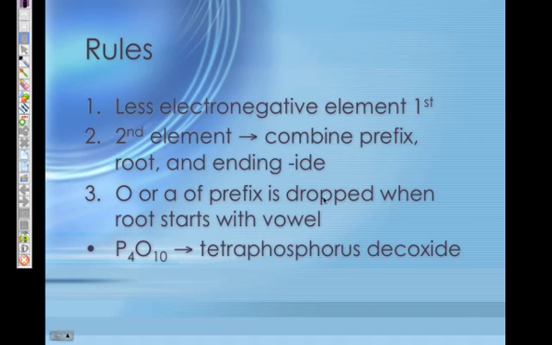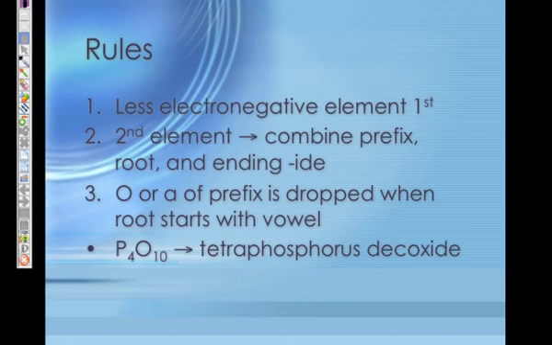So rules for naming and writing formulas, you always write the least electronegative element first. Now usually in our examples, they'll give us the order already. But if you don't know, you would check your electronegativity chart. The least electronegative atom is always first. The second element, you're going to combine the prefixes. Remember those prefixes for the numbers. We use that prefix plus the root of the element's name and then add IDE.